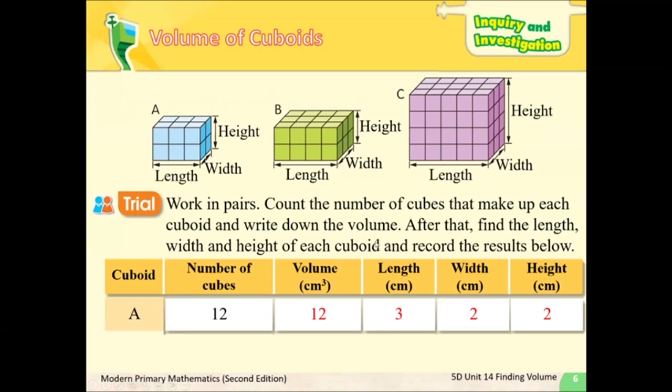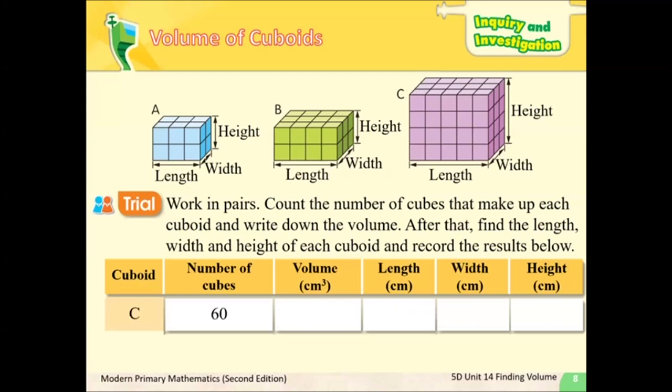Let's have a look at one more example. For cuboid B, by counting, we know that the number of cubes is 24. So we can say that the volume of cuboid B is 24 cubic centimeters. And again, there are 4 cubes in the length, so 4 cm for the length, 3 cubes in the width, so 3 cm for the width, and finally 2 cubes for the height, so 2 cm for the height.